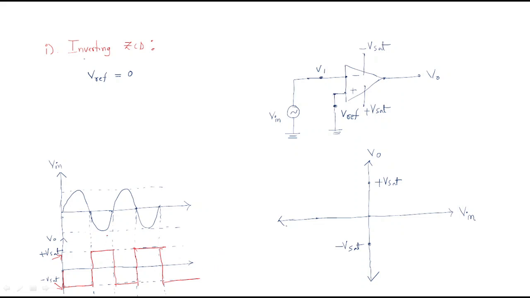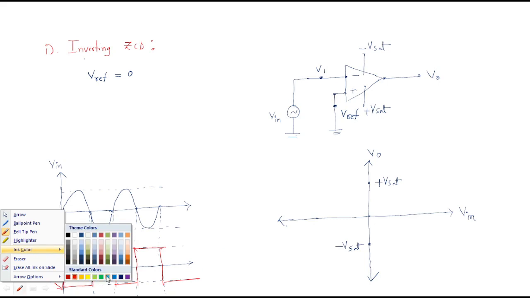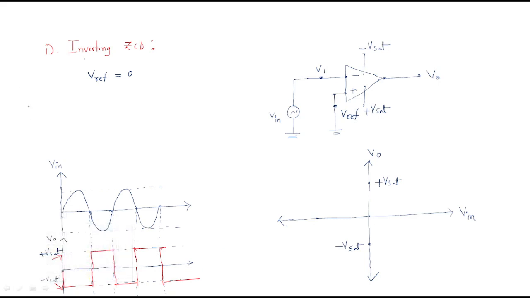What happens simply is, whenever V input is greater than 0, the output voltage generated is minus V saturation. And whenever V input is less than 0, the output voltage must be the positive saturation voltage. Because the inverting is there. Inverting means the output will vary like that.